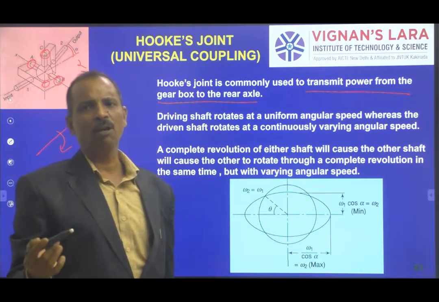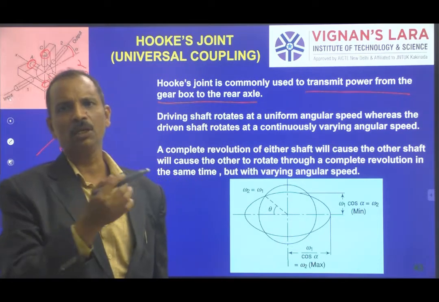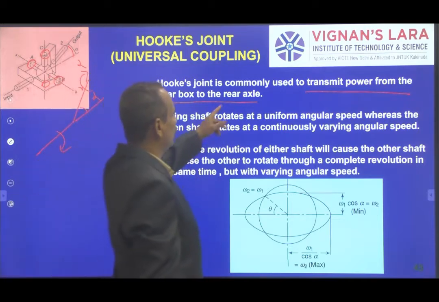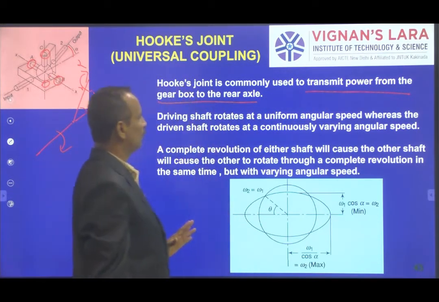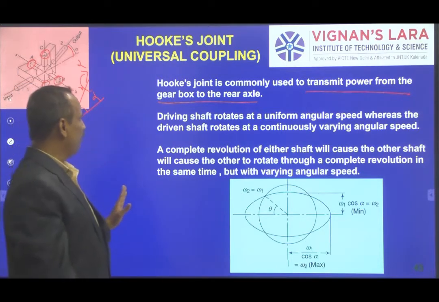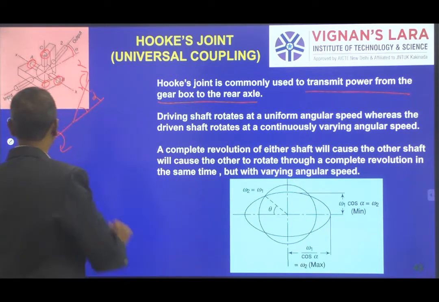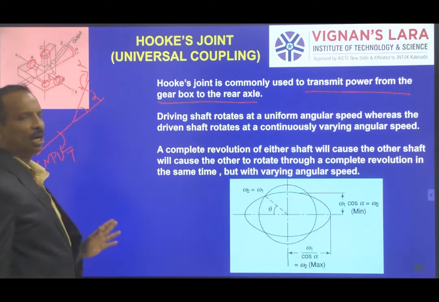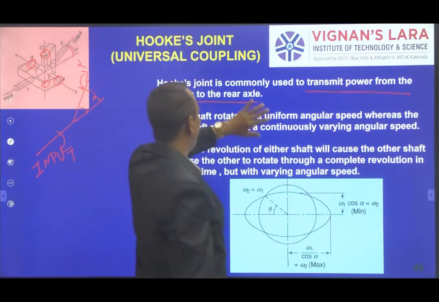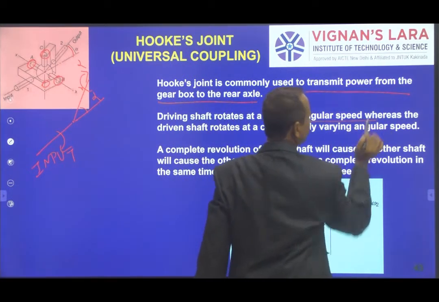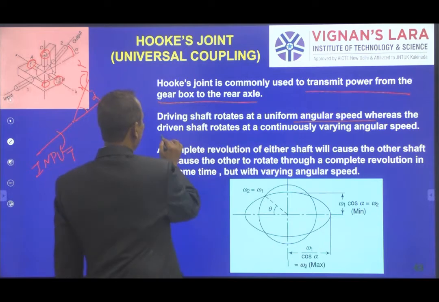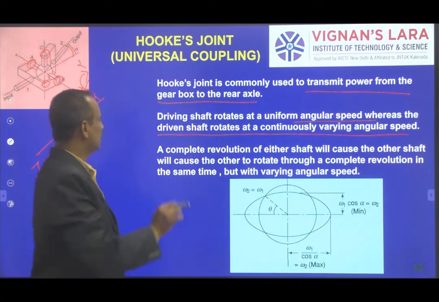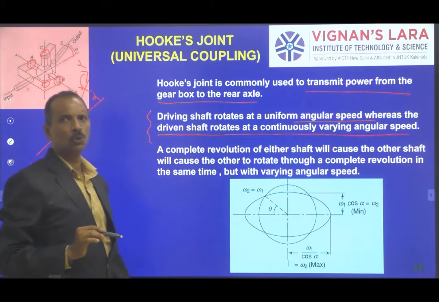So power which develops in the engine will be transmitted to the rear axle through the differential. That connects the gearbox to the rear axle. The driving shaft, that is the input shaft, rotates with uniform angular speed, whereas the driven shaft rotates at continuously varying speed. This is a very important point in the Hooke's joint.